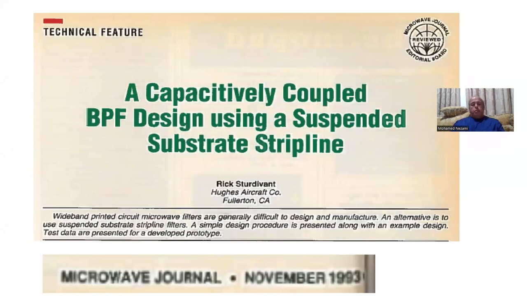Now, there are tons of materials you can review on the theory of suspended stripline resonators and filters. But one particularly interesting article that I always found a really nice one to start with, and that's basically what my implementation of those filters used, is by Rick Sturdivant from Hughes Aircraft Company in California. There are two articles, and this was published in the Microwave Journal, the great people of the Microwave Journal, back in 1993, okay?